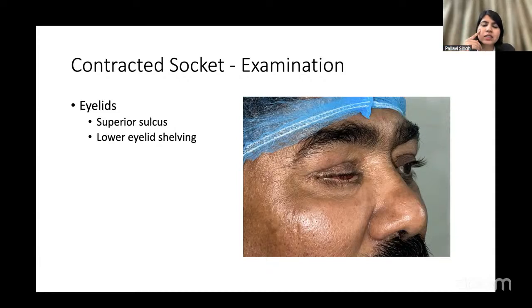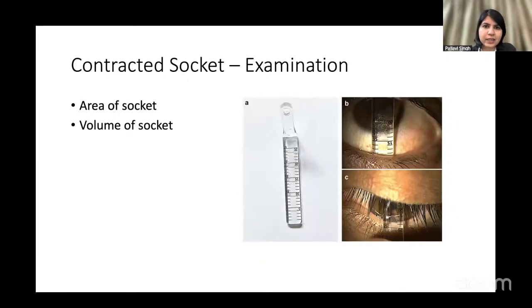The other thing that you can see in the post-enucleation socket syndrome is also enophthalmos and sometimes entropion of the upper eyelid. So these are the things you have to look at. You have to comment on the state of the upper eyelid, the lower eyelid, if there is any gross enophthalmos compared to the other side.